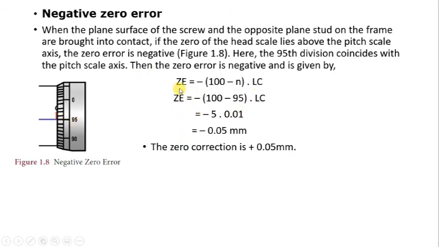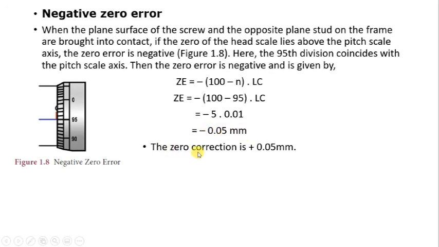Calculating the negative error, 0 error is equal to minus of 100 minus n. N is nothing but the division which coincides with the axis line. Okay, so here in this picture 95th division coincides with the axis of the pitch scale. So when you substitute this value in the formula, we get 0 error is equal to minus of 100 minus 95 into LC, that is equal to minus 5 into 0.01, that is equal to minus 0.05 millimeter.